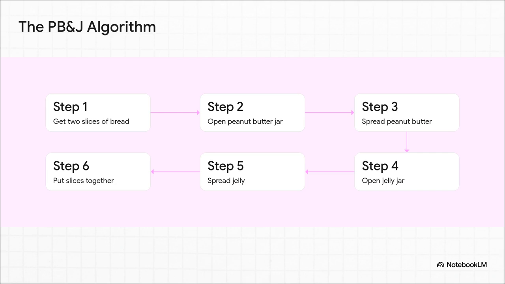See, you just ran an algorithm. Every step is super clear, right? They have to be in a specific order. And if you follow that order, you solve the problem, in this case, being hungry, and you get a delicious sandwich. That's literally all an algorithm is.